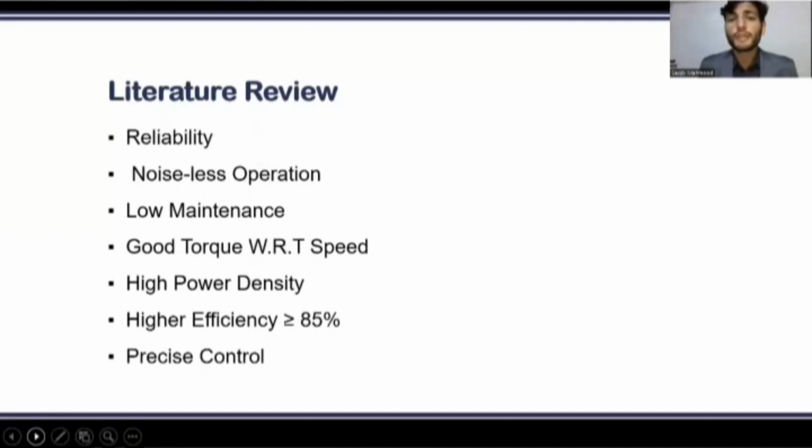From the literature review, as we started our project, we went through many papers regarding brushless DC motors. Each and every paper states that it is more reliable and requires low maintenance. An interesting fact about the BLDC motor is that it has high power density. Compared with other electric motors, it has a small size but gives the same output as another motor having a larger size, and it has efficiency greater than or equal to 85%. The motor can be precisely controlled; its torque and speed can be controlled precisely.